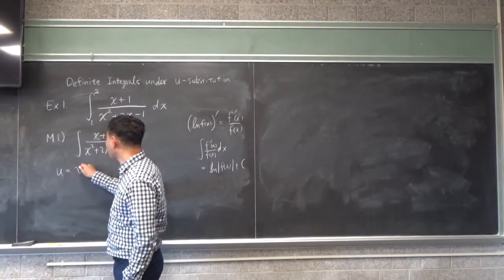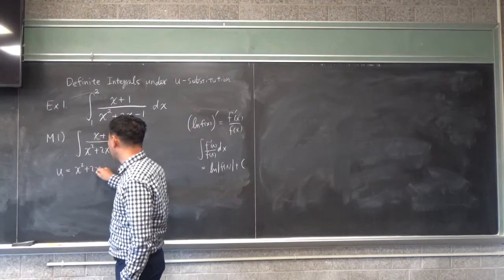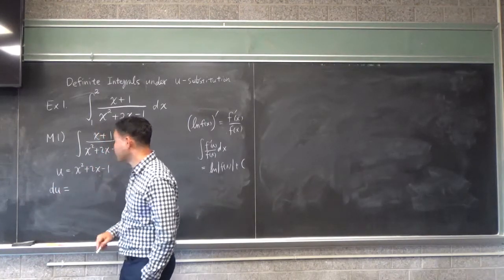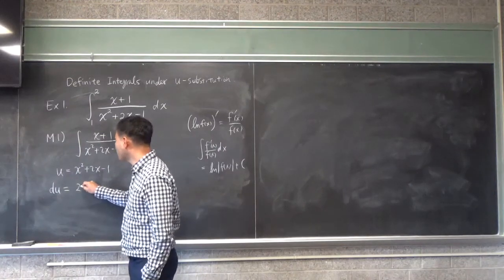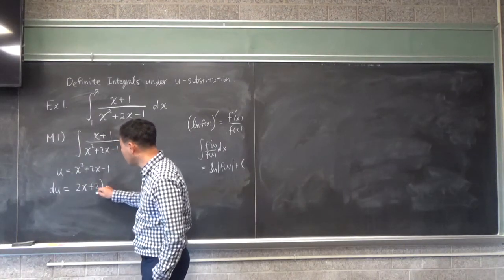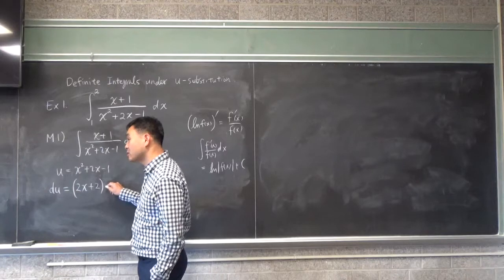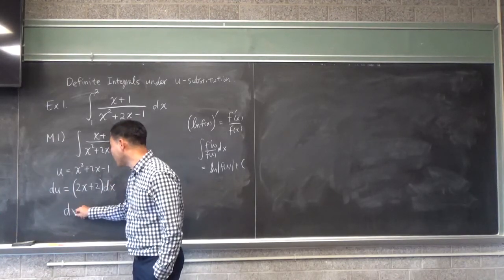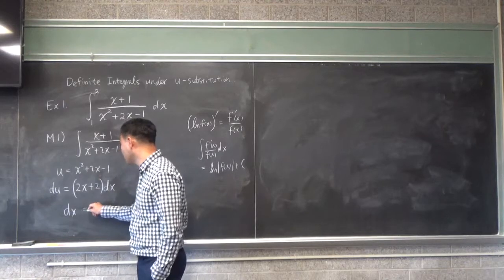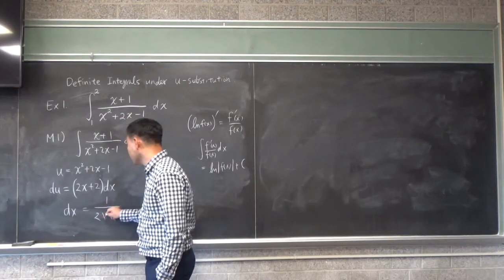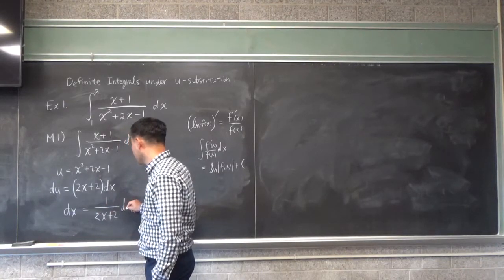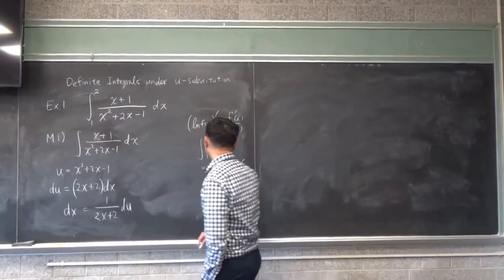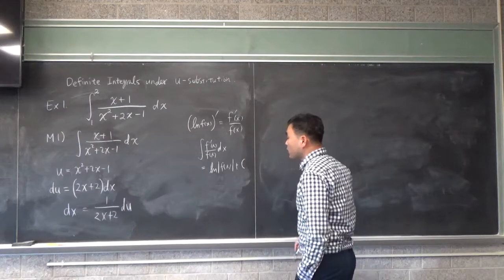u equals x squared plus 2x minus 1, and du is equal to what? 2x plus 2. You first find the derivative, and then you attach dx, right? And then you solve for dx by dividing by this thing in front. du over 2x plus 2, right? And now you have everything that's required.